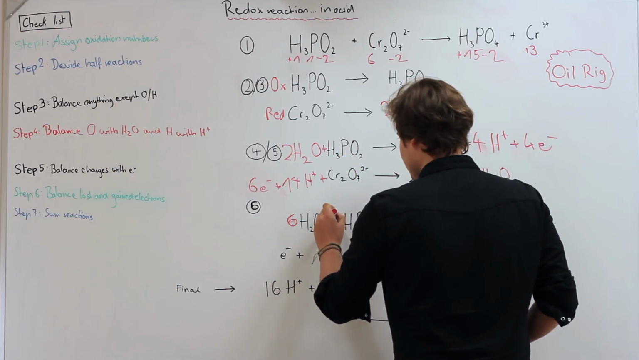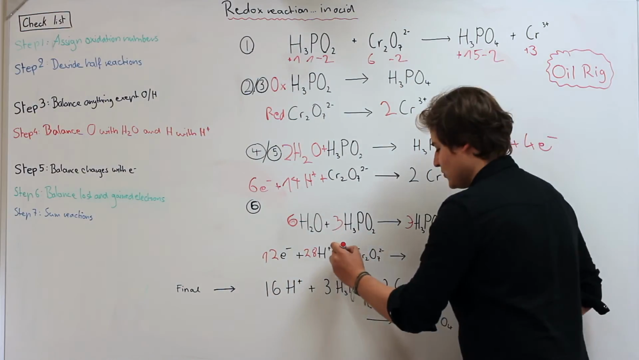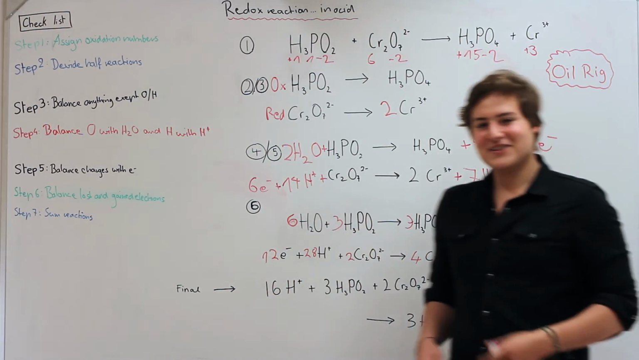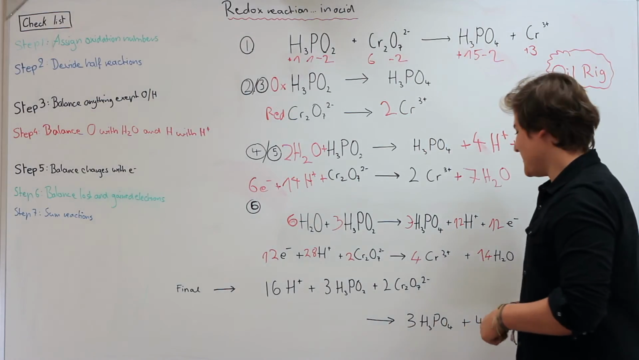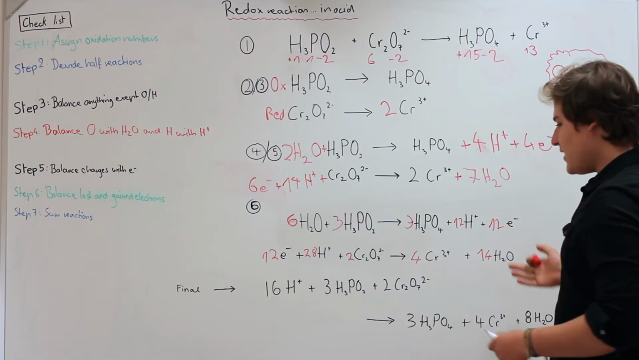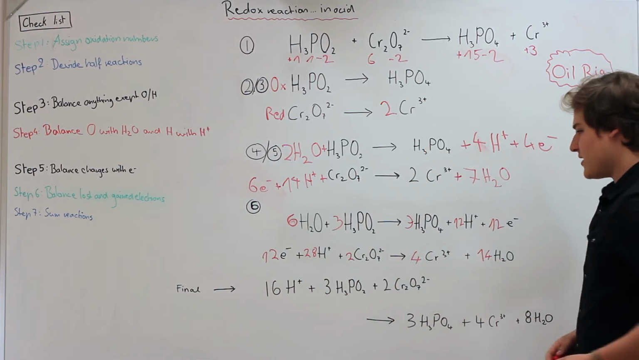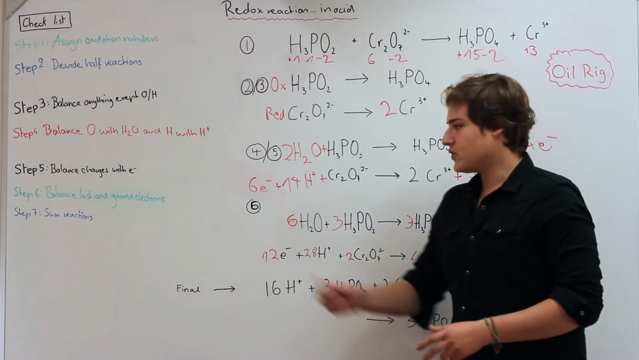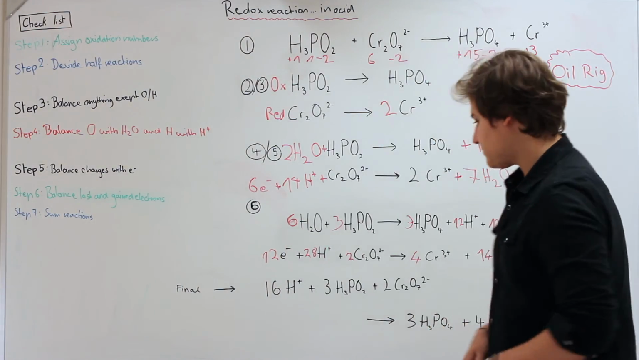1 times 3 is... a little basic math lecture here. So now that we have balanced our reaction, as you can see we have 12 electrons here and 12 electrons here, we can come to our final step 7 to sum the reactions up.